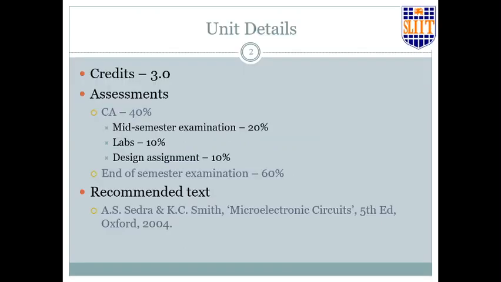And if you look at the details of the module, it's a 3-credit module, 2 hours of lecture, 1 hour of tutorial, 40% continuous assessment, which is further divided as 20% mid-semester, 10% labs, and as you can see, a 10% design assignment. So you'll be given a design like what you did last time. Last time it was a very simple design, the amplifier, in last year's second year analog electronics module.